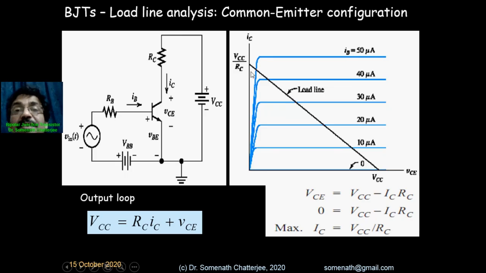So when VCE is equal to 0, then we can get this point. When IC is equal to 0, that means this point. If we put IC equal to 0 in this equation, then VCE is equal to VCC.